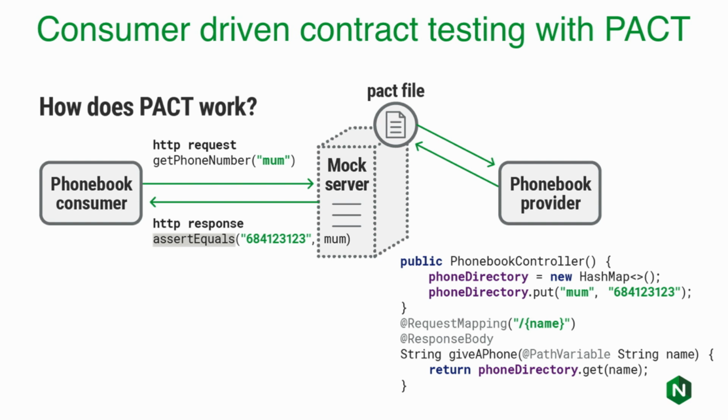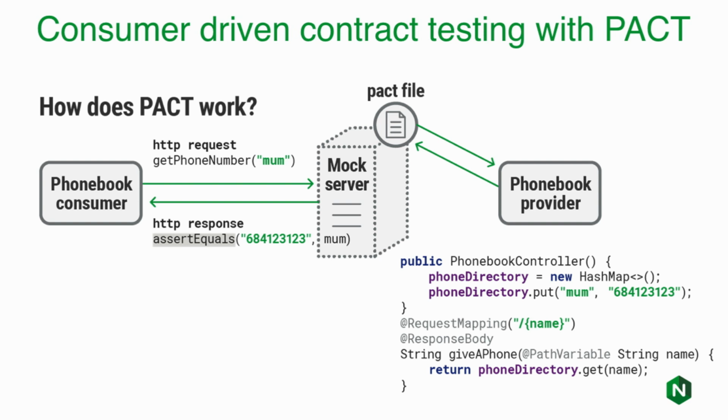On the provider side, that's a really simple Spring Boot application. So it's really a hash map that contains a mapping between the name and the phone number. And it will return on the /name endpoint that phone number that corresponds to the name. Easy, right?